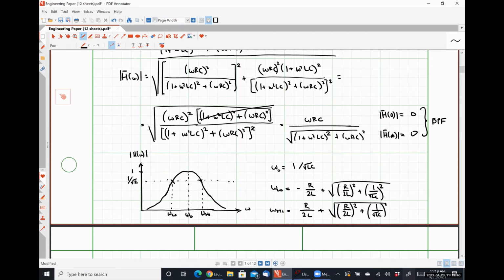These two frequencies define what's called the mid-band, and the mid-band is just the range of frequencies that get passed. We can say that this circuit has a bandwidth equal to omega high minus omega low, which is exactly equal to R over L. So that gives us our bandwidth.